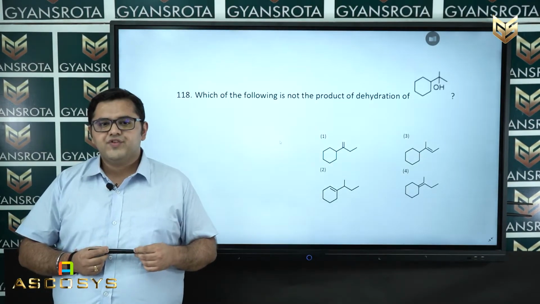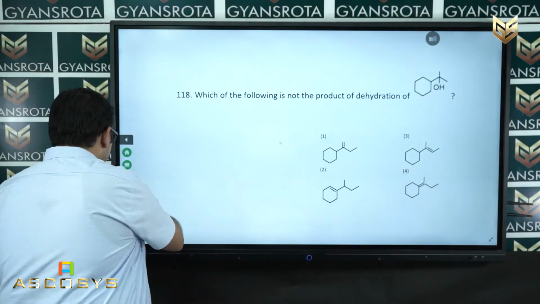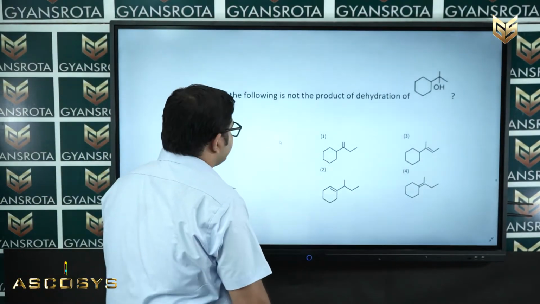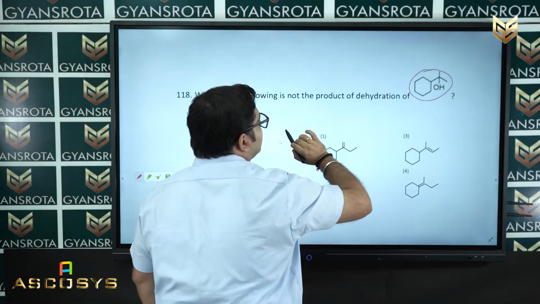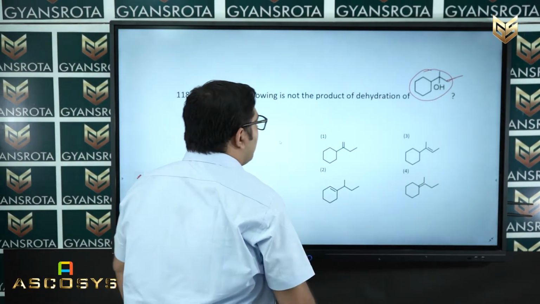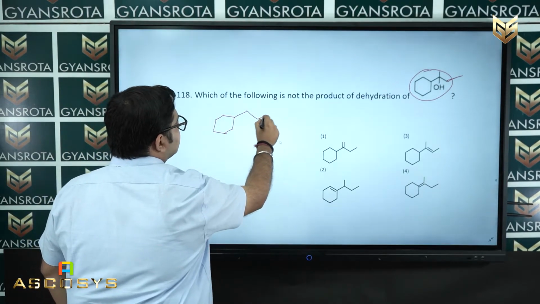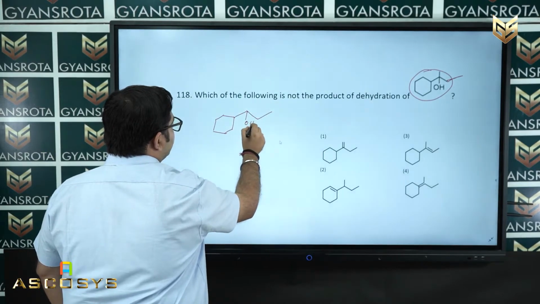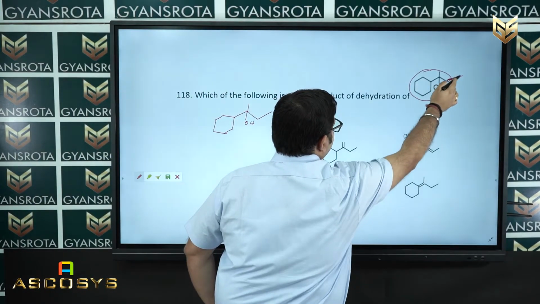So, question number 118 is on your screen. Which of the following is not the product of dehydration of the given compound? Now we are moving to the solution part. In this question, the reactant they are mentioning needs a correction: one more CH3 group should be there. It looks like this, your OH and this. So, this is the reactant. There is a little bit of correction, so please make it correct.